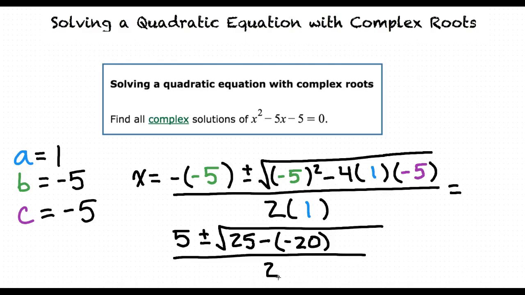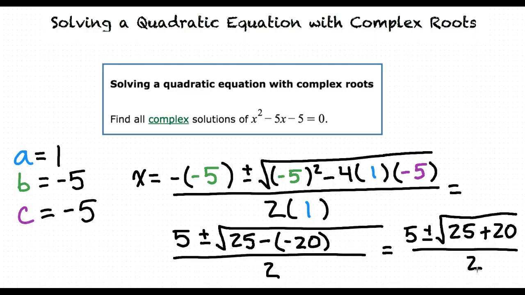Multiplying two negative numbers together results in a positive number. So negative negative 5 is the same as positive 5. This also means that negative 5 squared is equal to positive 25. From there, we are subtracting 4 times 1 times negative 5, which is negative 20. So we're subtracting negative 20 from positive 25.